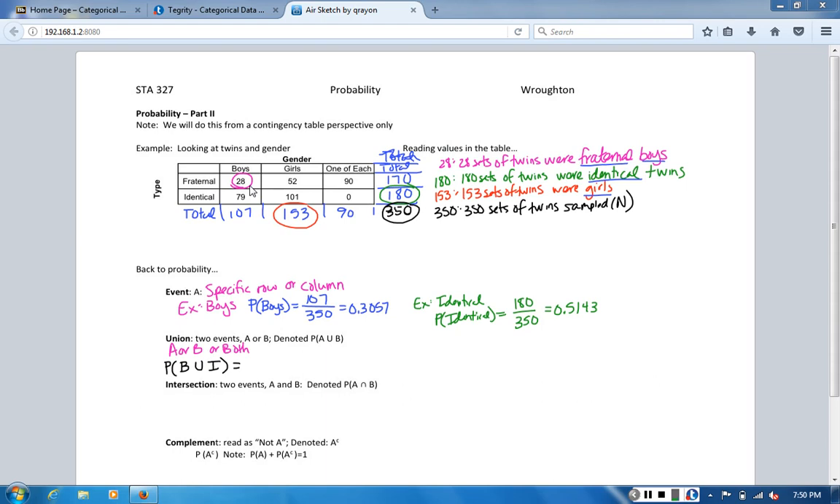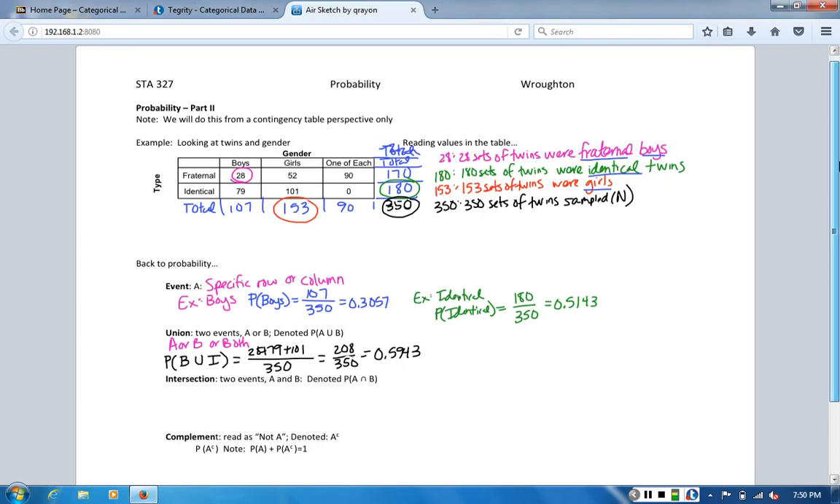So we'll take the 28 plus the 79 plus the 101, still out of our 350. Oops, I'm sorry, that's a little messy. So a little shy of a 60% chance here.